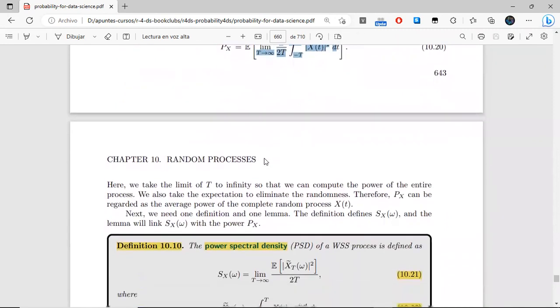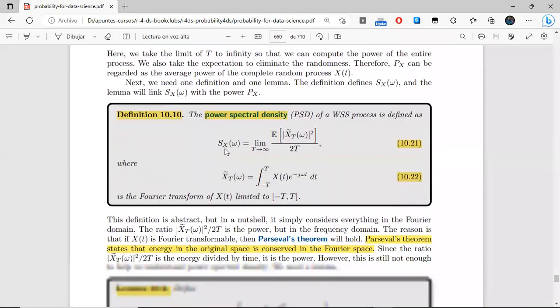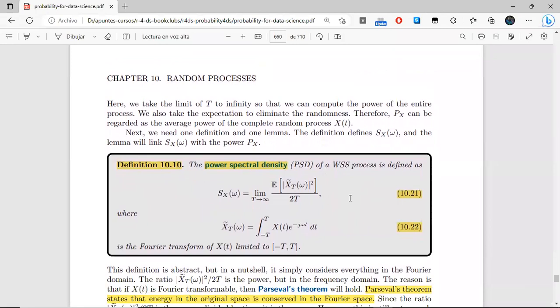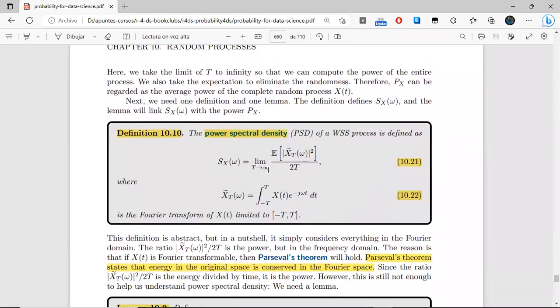So now that would be the power of this random process. And from that, the power spectral density can be defined, and that is the one over here: the limit as t tends to infinity of this term that, again, came from normalizing an integral. And now the expected value that we are considering is the Fourier transform of the random process that we were working with.